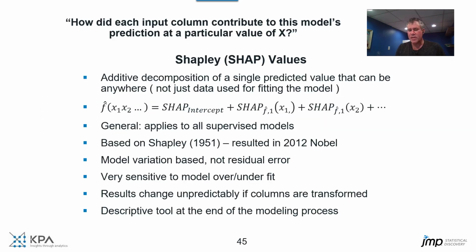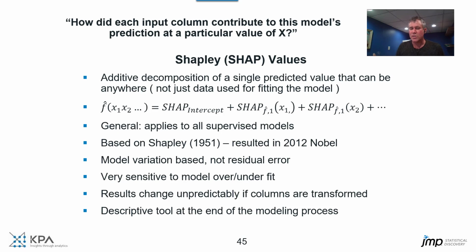Now, the variable importance metrics in the profiler have been there for quite some time. The question that they answer is which predictors have the biggest impact on the shape of the response surface over the data or over a region. In JMP 17 Pro, we have a new technique called SHAP values that is an additive decomposition of an individual prediction. So it tells you by how much each individual variable contributes to a single prediction rather than talking about variability explained over the whole space.